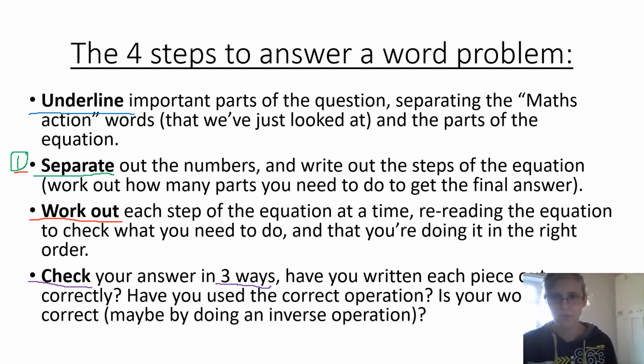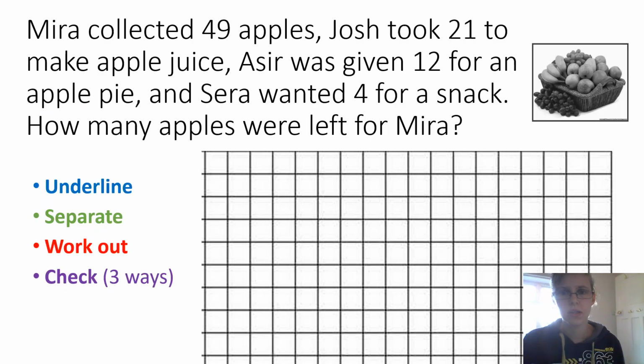All right, first question now, we can do this. First we've got to underline. Get my underline pen. Mira collected 49 apples. She collected them, so I'm assuming she's got them. Josh took, that means taken away, 21 to make apple juice.